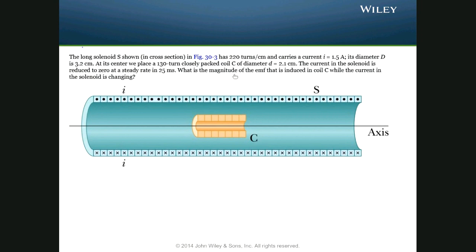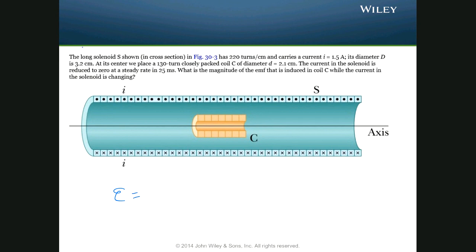What is the magnitude of the EMF that is induced in the coil while the current of the solenoid is changing? So we're able to find this, but we have to look at the flux through the coil. So essentially, to look at the equations, and again, I'm not going to go through the whole problem, this is essentially a Faraday's law problem, right?